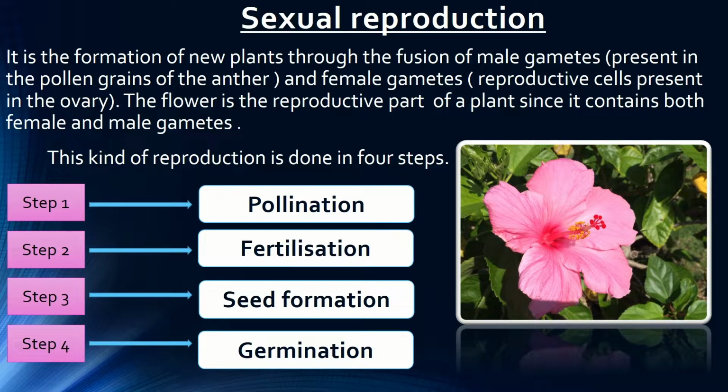This kind of reproduction is done in 4 steps. Step 1, pollination, which you have already done in the last lesson. Step 2, fertilization. Step 3, seed formation. Step 4, germination.